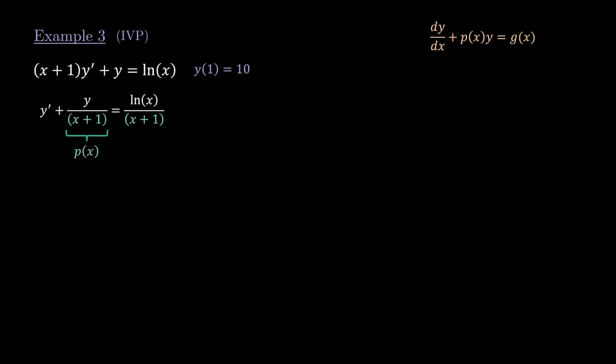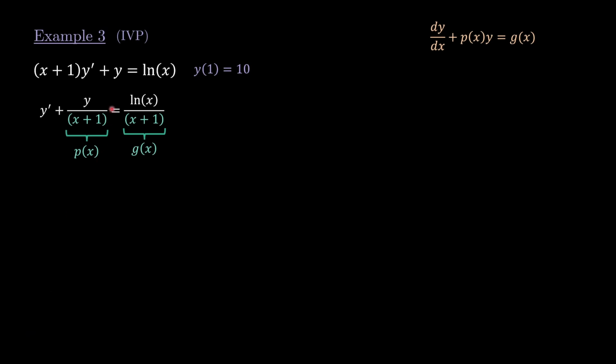We have (x + 1) y prime plus y equals natural log x, and it will be an initial value problem where y at 1 should equal 10. Now, following from the intro, we know that the goal is to have it in this form. So how do we do that? Obviously, we want the y prime by itself, so we divide the x plus 1 over, and now we have the p of x and the g of x.